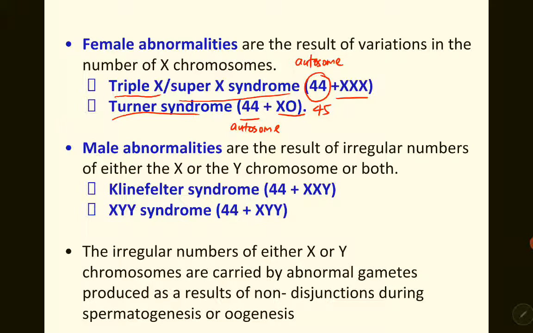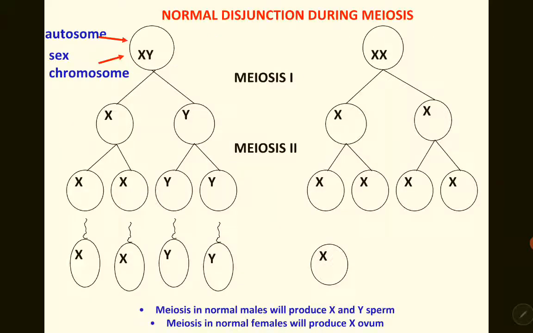While male abnormalities are the results of irregular numbers of either X or Y chromosome or both. For example, he has 44 autosomes plus XXY. Instead of XY, he has an extra X chromosome. So this is called Klinefelter syndrome. While XYY syndrome is 44 plus XYY. Okay, this is a trisomy case. So the irregular numbers of either X or Y chromosomes are carried by abnormal gametes produced as a result of non-disjunction during spermatogenesis or oogenesis.